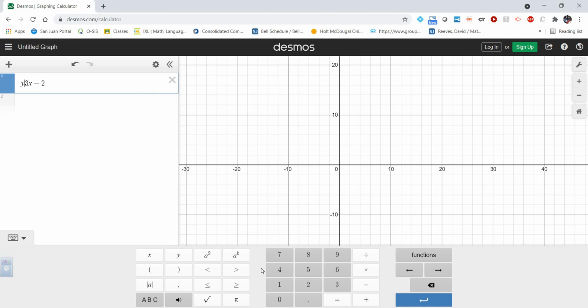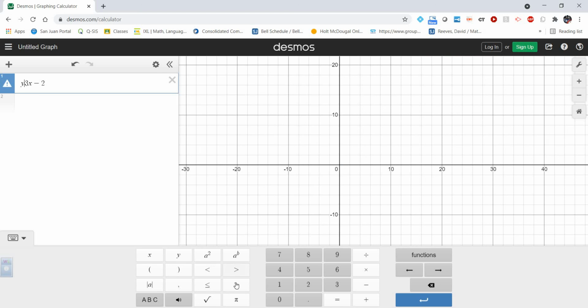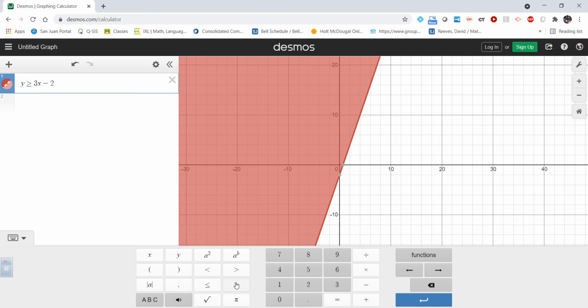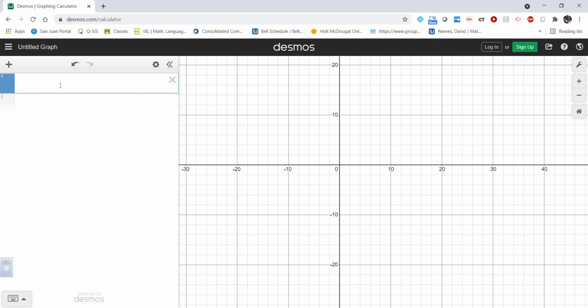If we throw the equals on there, we get a solid line, right? So this one would be less than or equal to the line and everything below it. And greater than or equal to would be the line and everything above it. All right, so that is graphing a linear inequality in slope-intercept form. But guess what? Many inequalities are not in slope-intercept form, right?